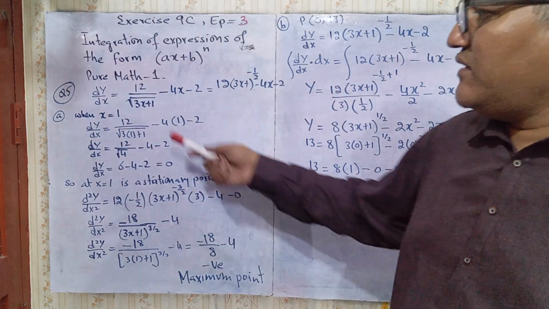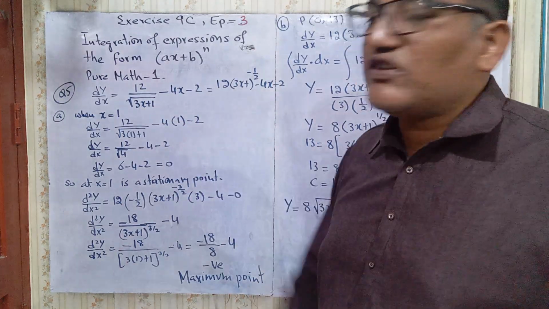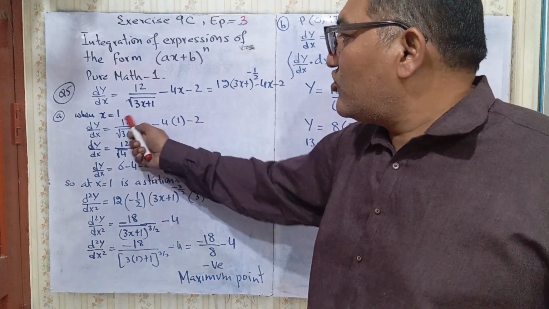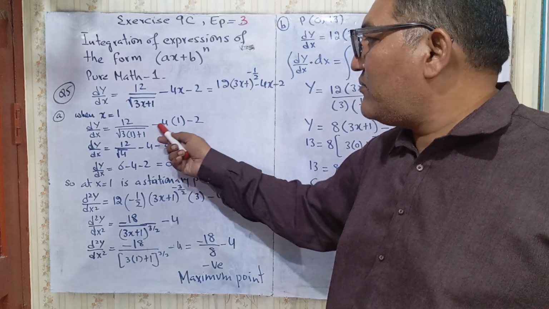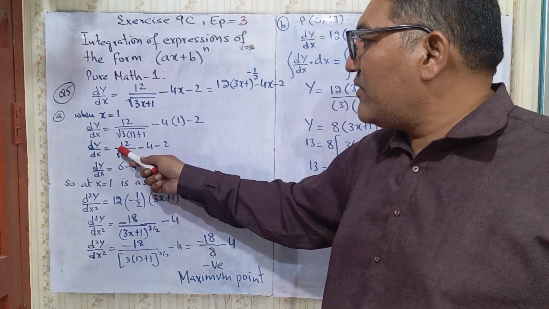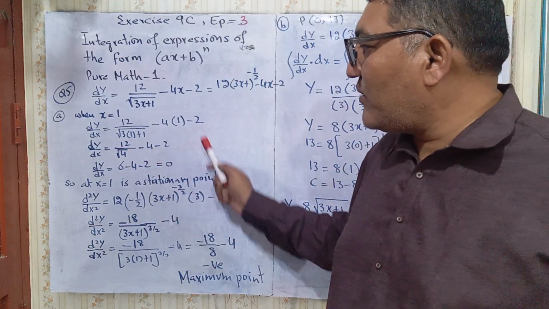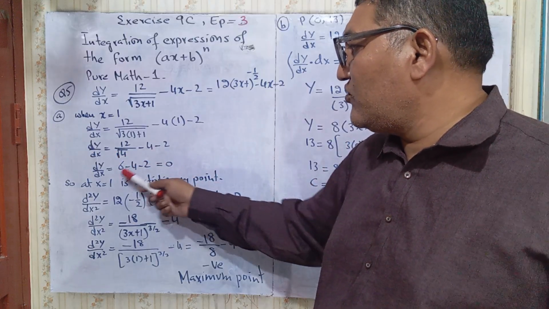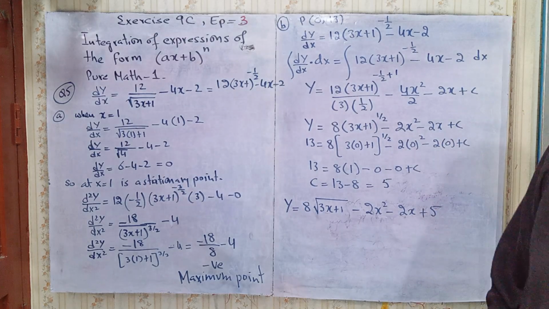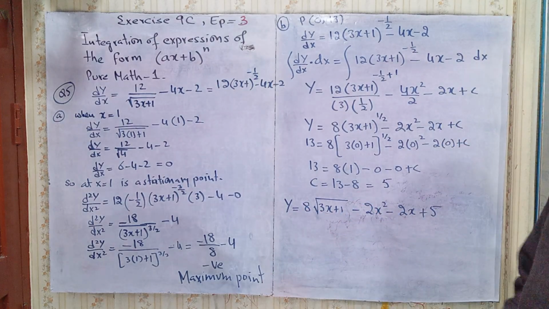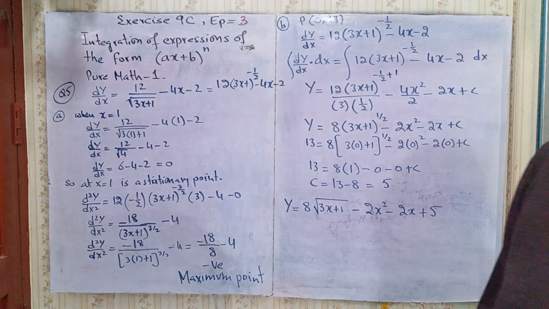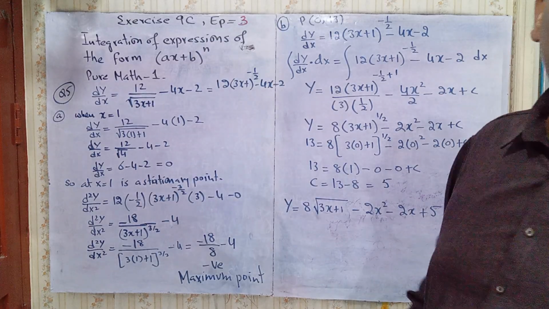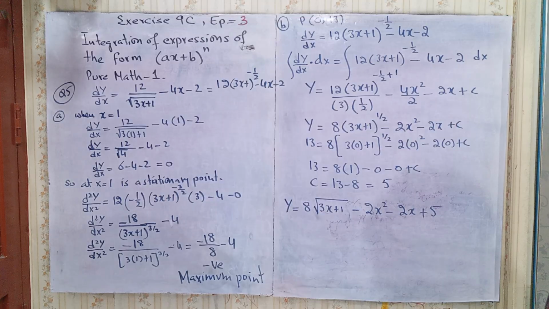Then when x equals 1, in this expression of dy by dx, wherever you have x, substitute 1. So 12 divided by the square root of 3 into 1 plus 1, minus 4 into 1, minus 2. That becomes 12 divided by the square root of 4, minus 4, minus 2. So that is 12 divided by 2, which is 6, then 6 minus 4 minus 2 is 0. Because if at an x value the dy by dx is 0, that means at that x value we have a stationary point. Wherever you have a stationary point, the dy by dx will be 0.